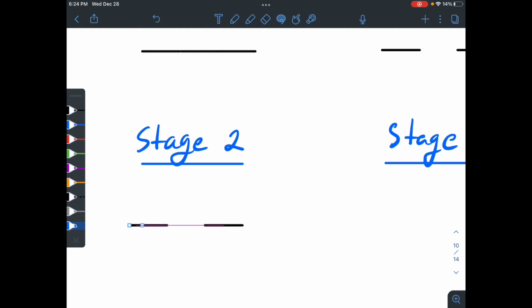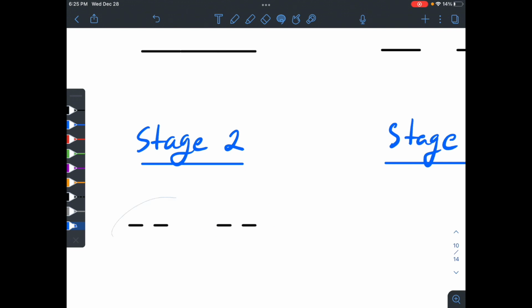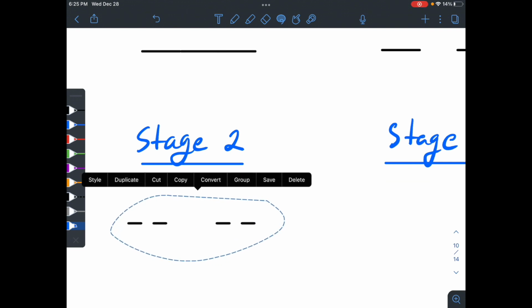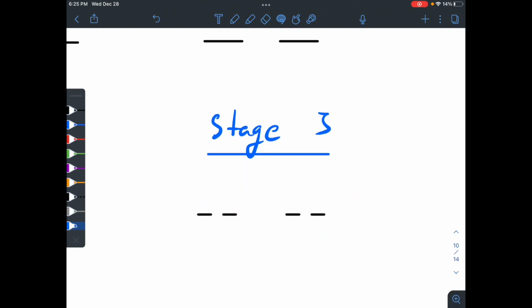So I'm gonna do it like this. Make it look like that. And this one, I might as well just copy and paste that, put that over there. Okay, cool. That's stage 2. Stage 3, now I have 4 line segments. And then each of these, I'm going to remove the middle third of.